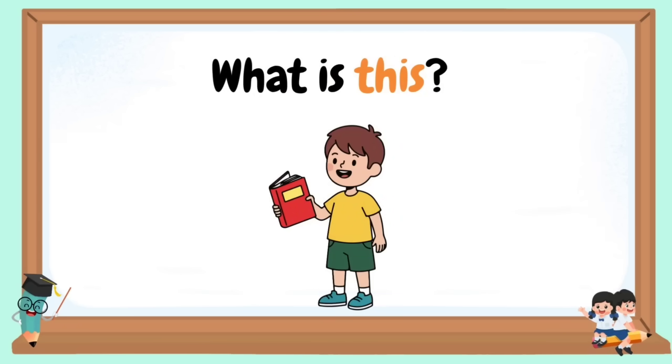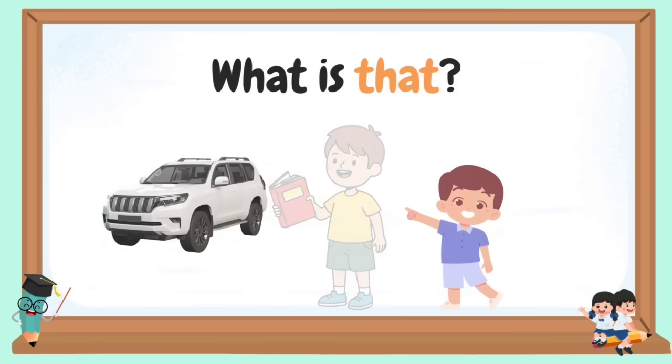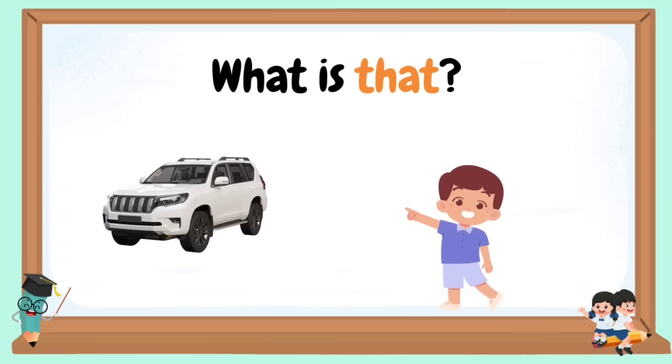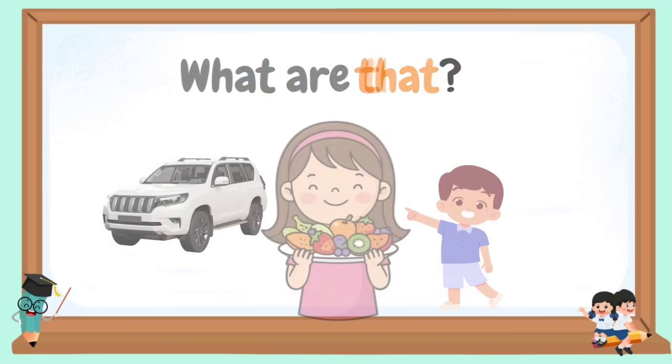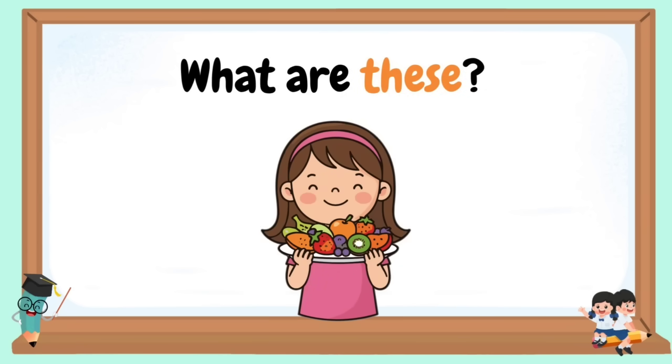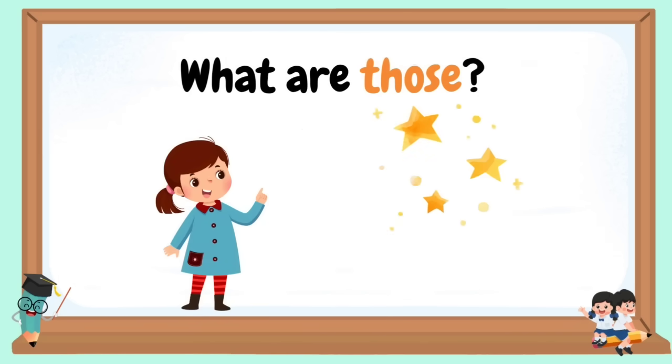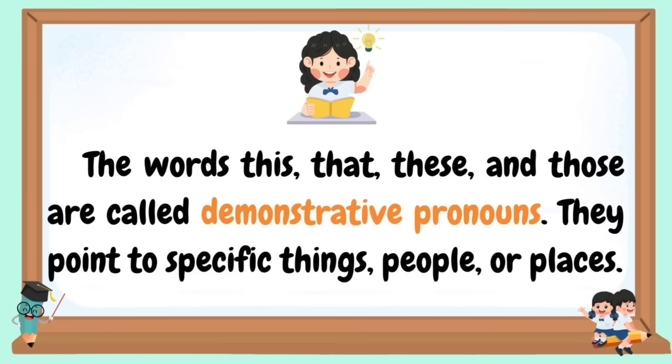What is this? What is that? What are these? What are those? The words this, that, these, and those are called demonstrative pronouns. They point to specific things, people, or places.